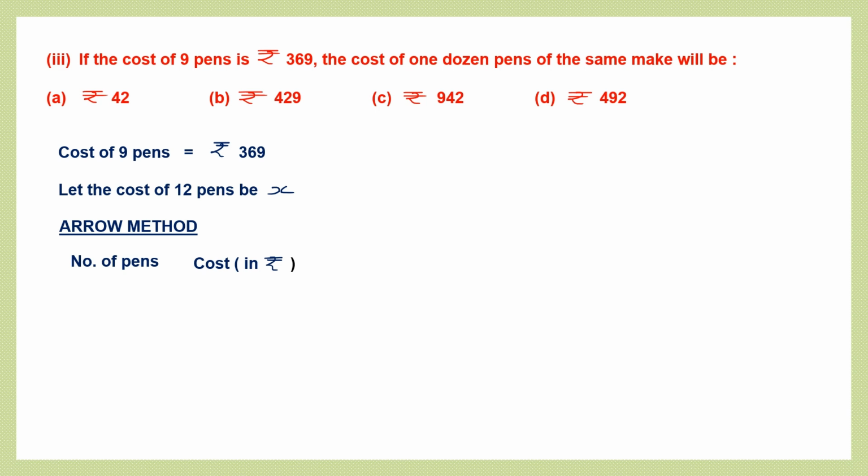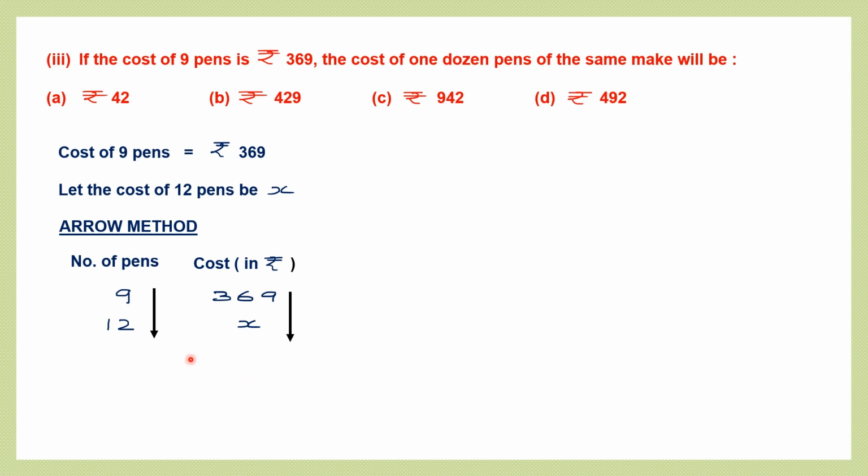So number of pens, 9 pens. The cost of 9 pens is 369 rupees. Then we are asked to find the cost of 1 dozen pens. 1 dozen is 12 and we don't know what the cost is, so we said let it be x. Since we know it's direct proportion, we can draw our arrows pointing in the same direction. Remember, if it is direct variation, you draw the arrowheads pointing in the same direction, either downwards or upwards, but both should be in the same direction.